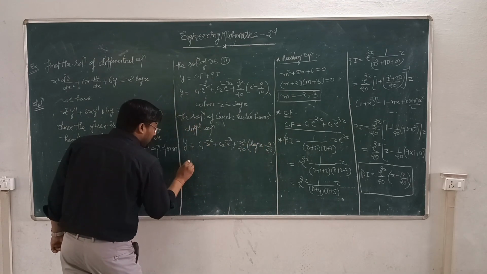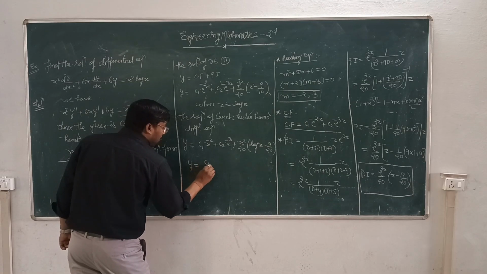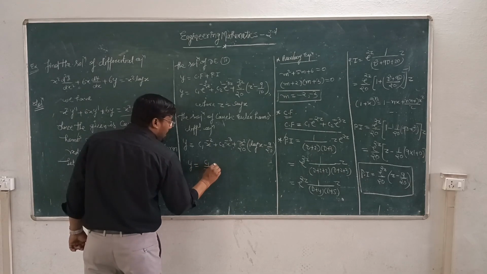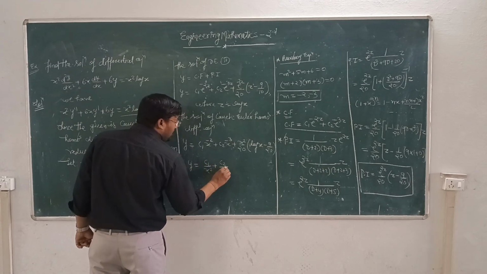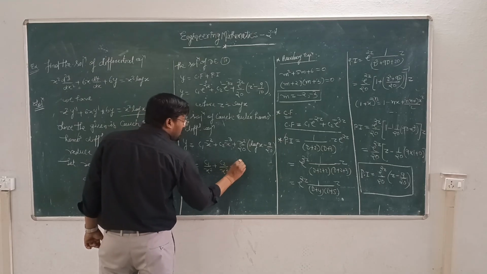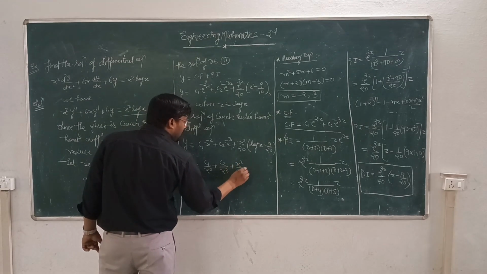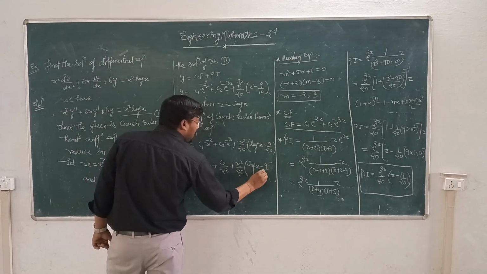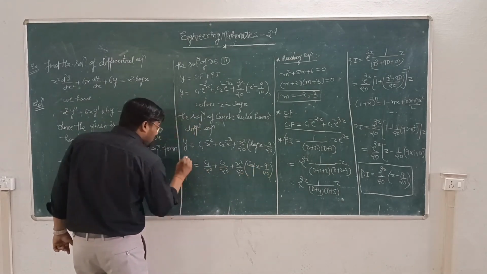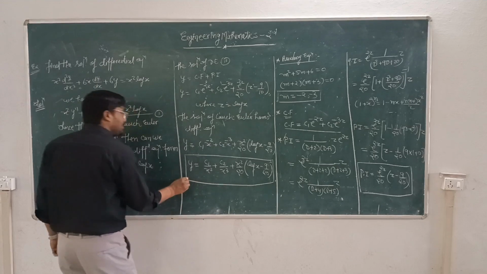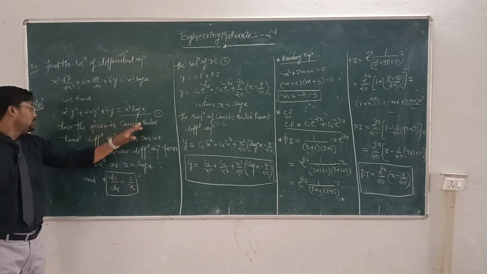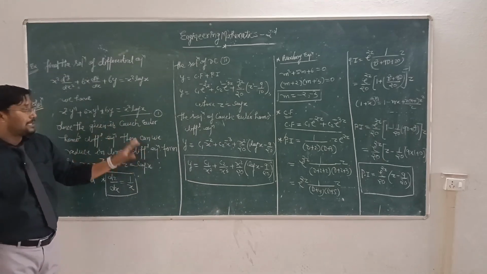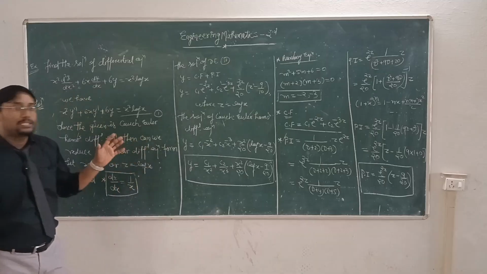You can simply write y is equal to c1 upon x square plus c2 upon x to the power 3 plus x square upon 20 (log x minus 9 upon 20). This is the solution of the equation number first. This is a Cauchy-Euler homogeneous differential equation. First of all, you can note down this numerical. This is very important.